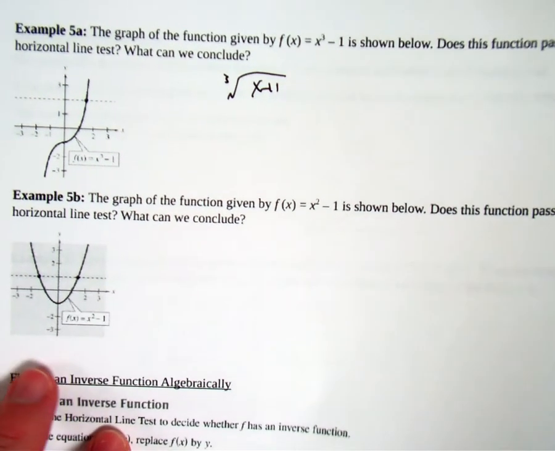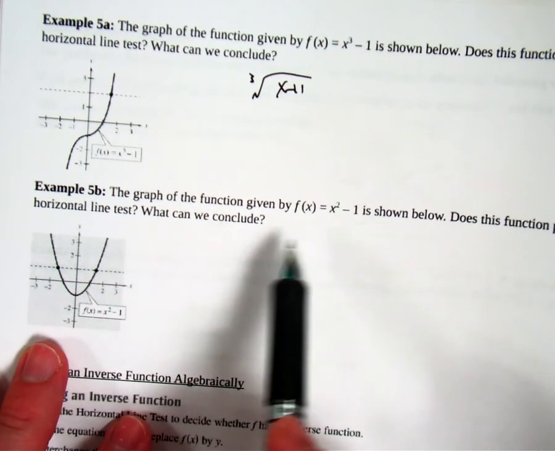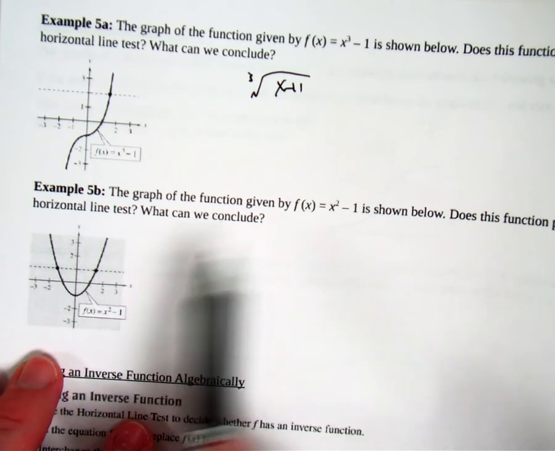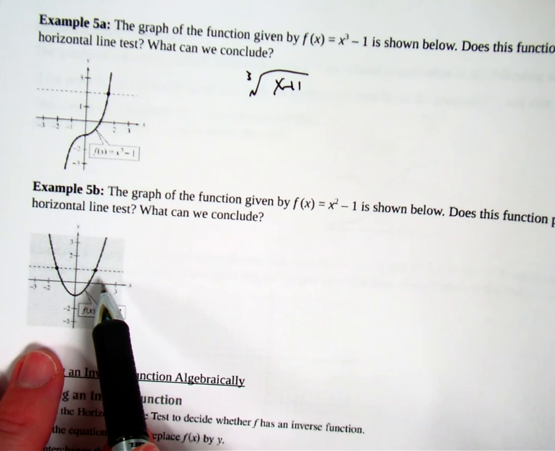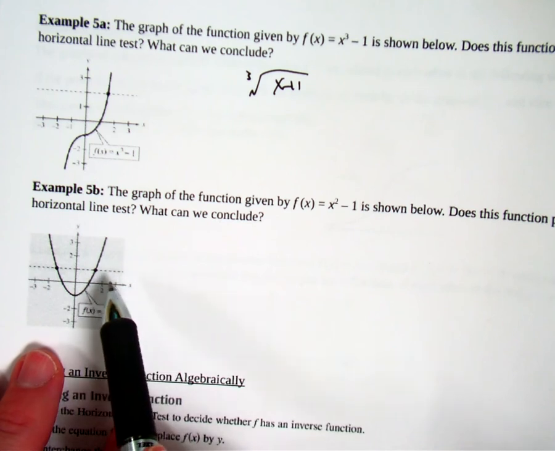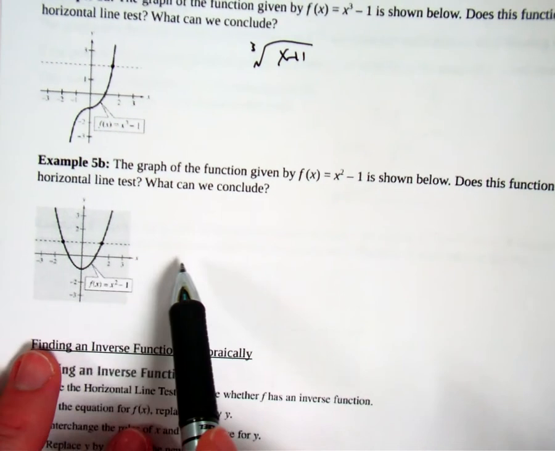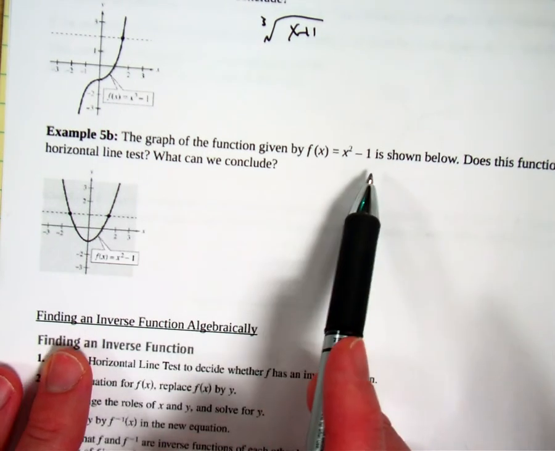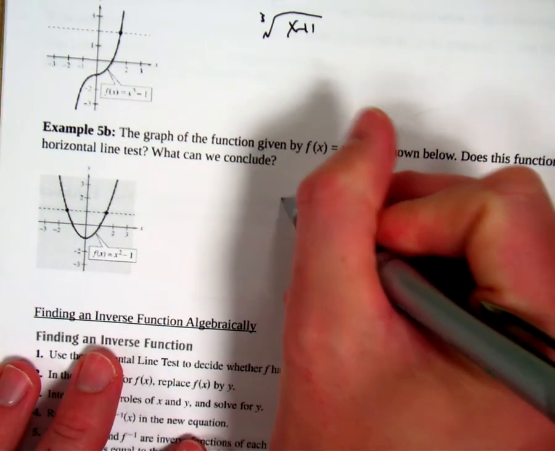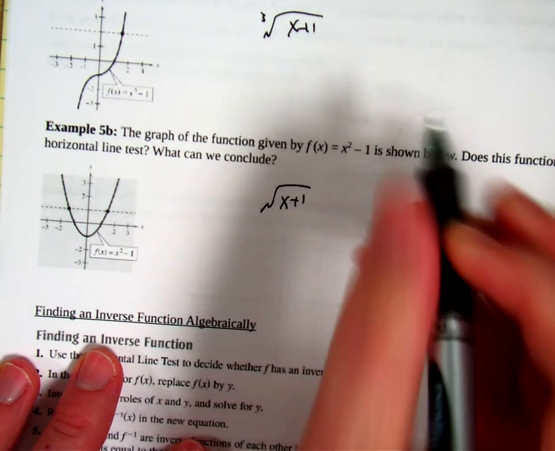Okay. The graph of the function x squared minus 1. All right. Ooh, a horizontal line goes through 2 points. So it does not pass the horizontal line test. No inverse. But you're like, wait, Mr. Handke, what about just x plus 1 square root? What about that? Why isn't that the same as that?